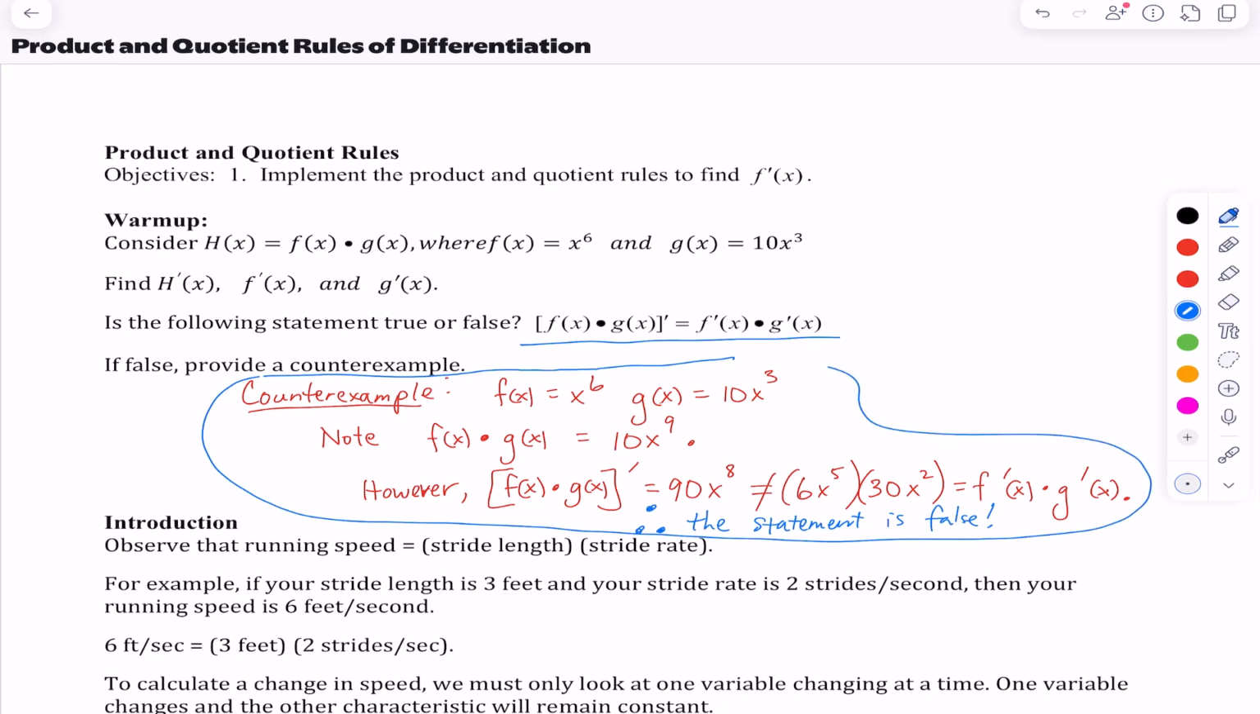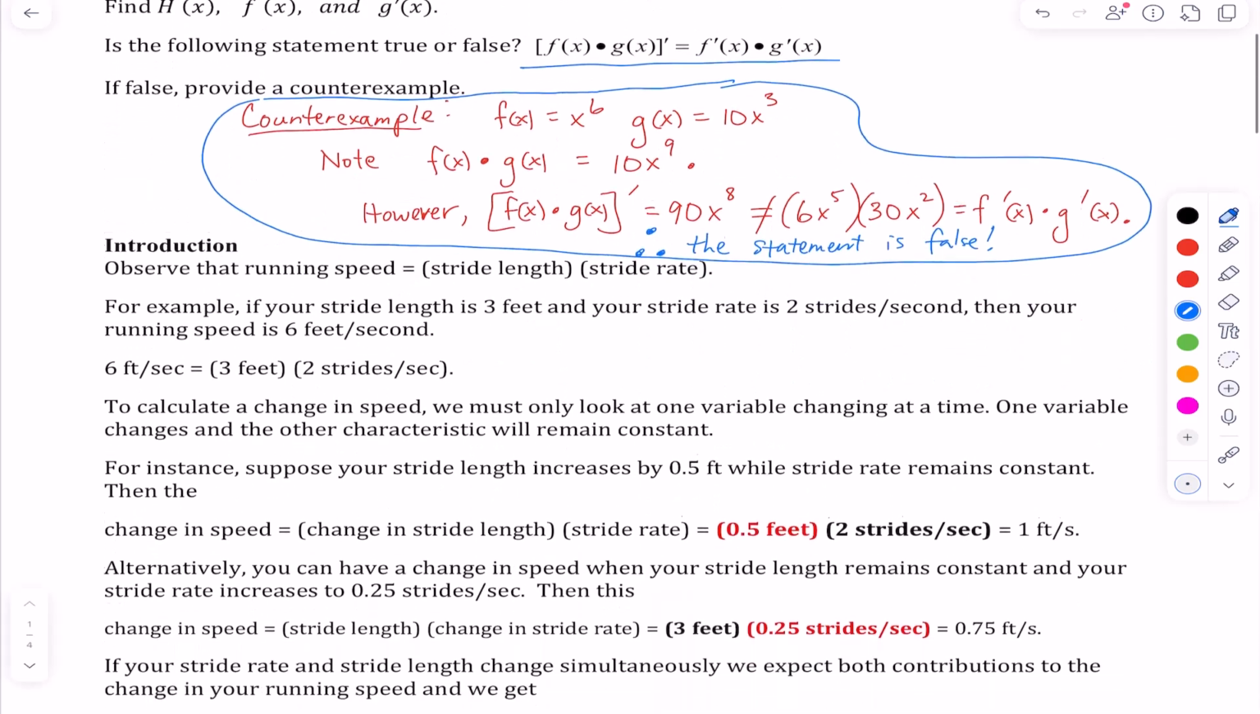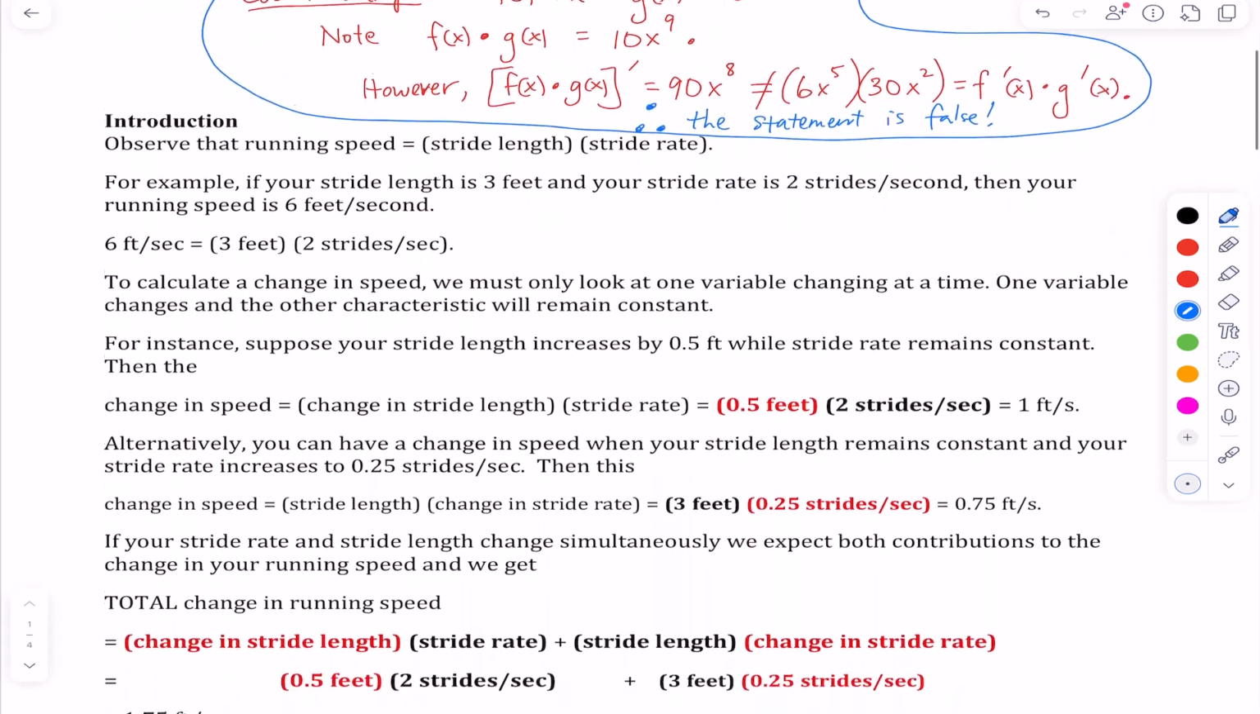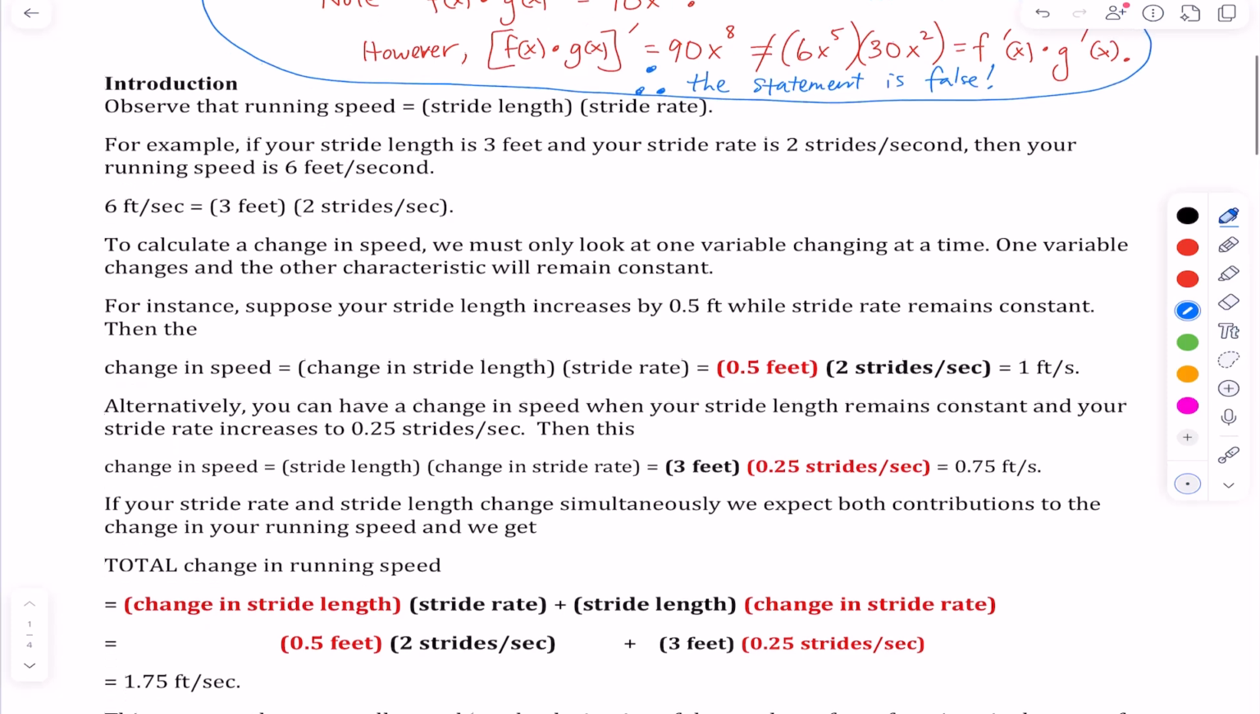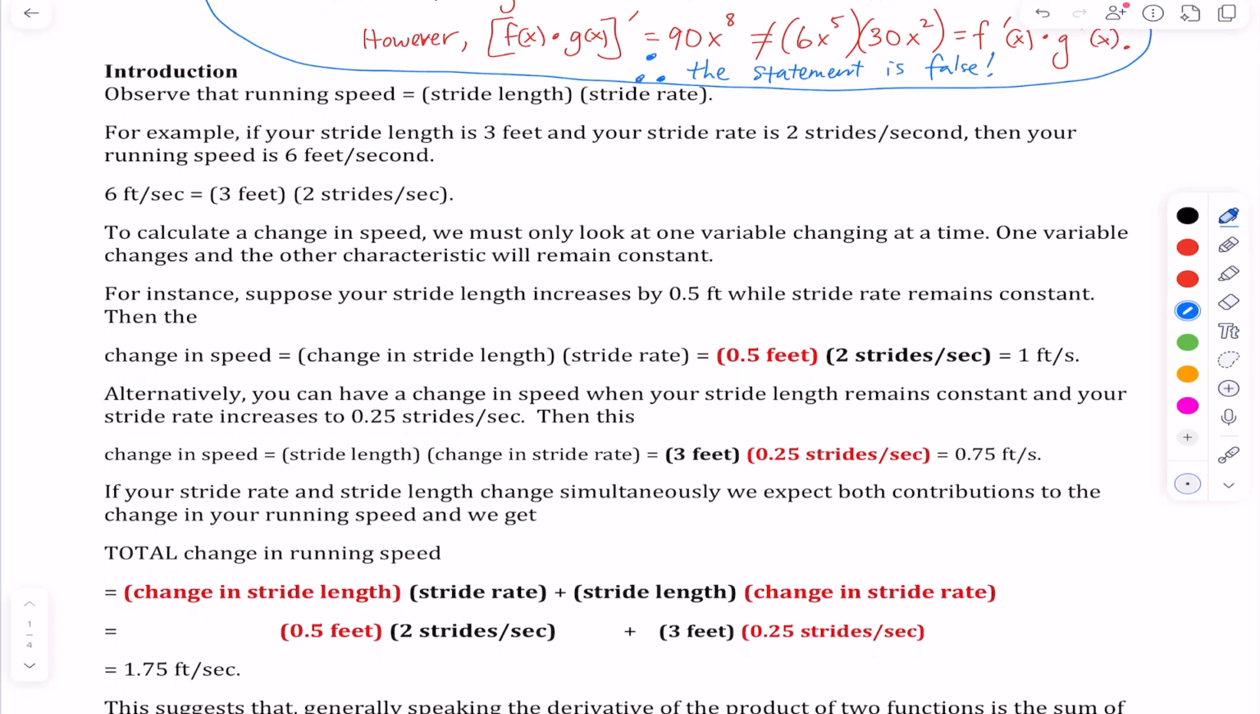Now, if the obvious pattern for a product derivative is not true, what could give you some intuition of the derivative of a product function? Here's a particular example that involves running speed. Let's say there are two characteristics of running speed. There's stride length and stride rate.